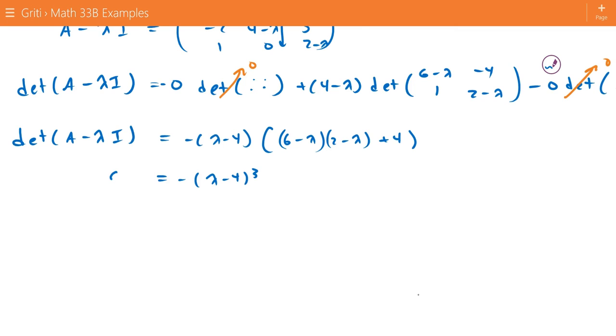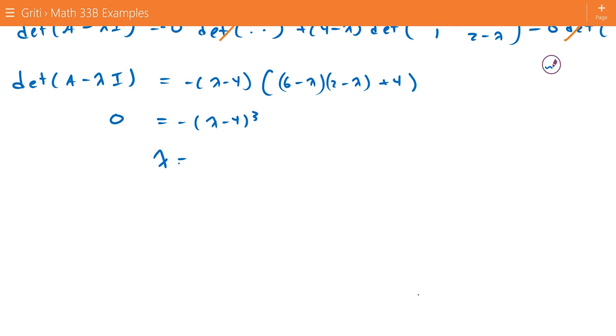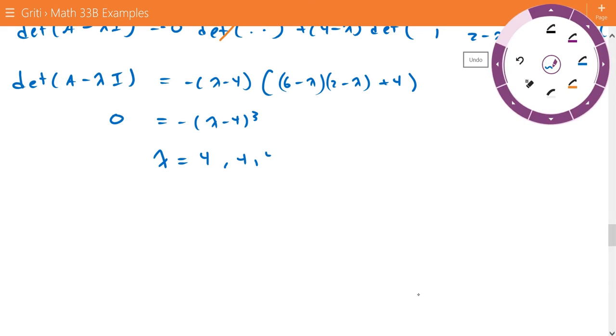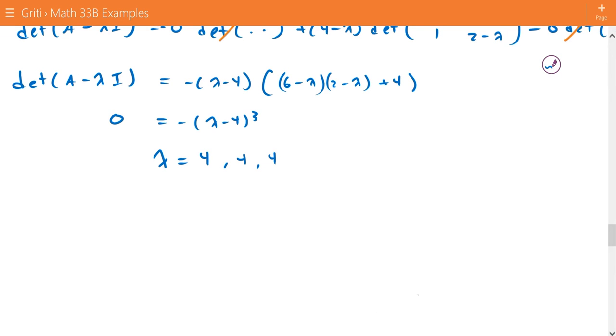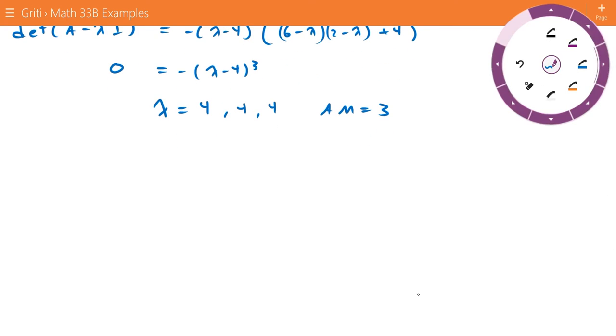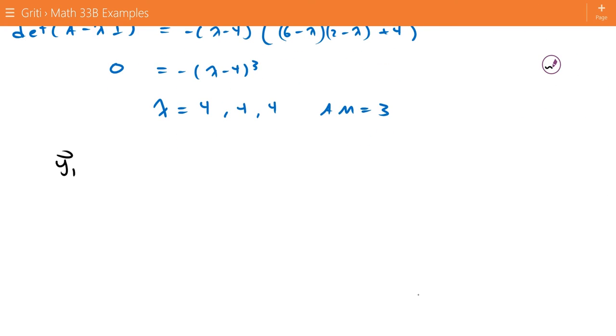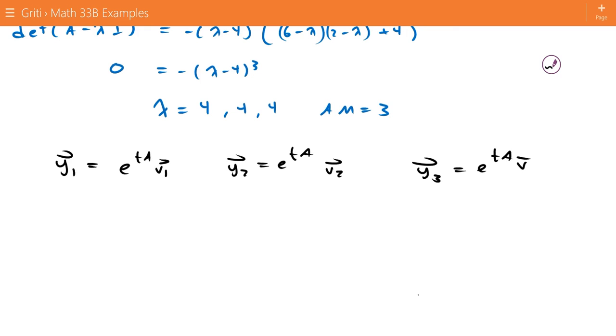So if we set the determinant equal to 0, this gives us lambda equals 4 as all three of our eigenvalues. So algebraic multiplicity equals 3. So now we know y1, y2, and y3 will take this form, e to the tA times v1, e to the tA times v2, and e to the tA times v3, where v1, v2, and v3 are all generalized eigenvectors.